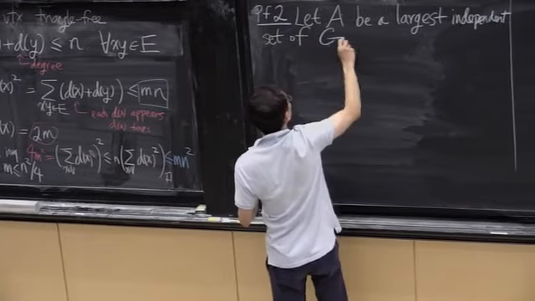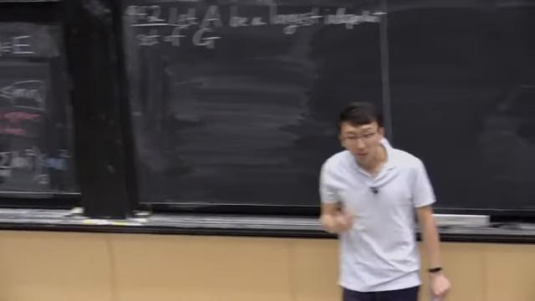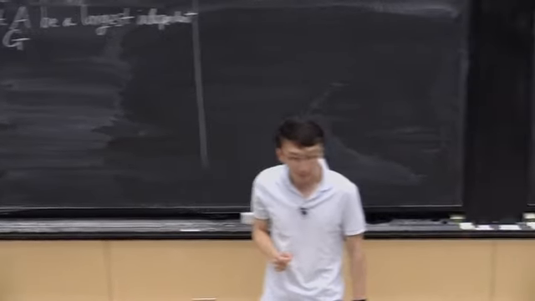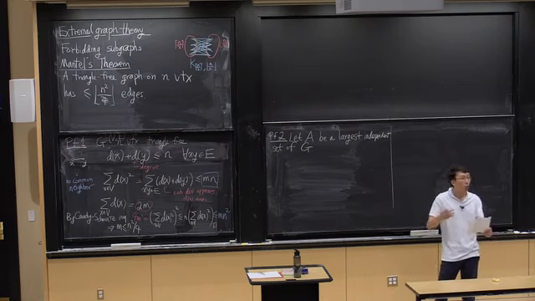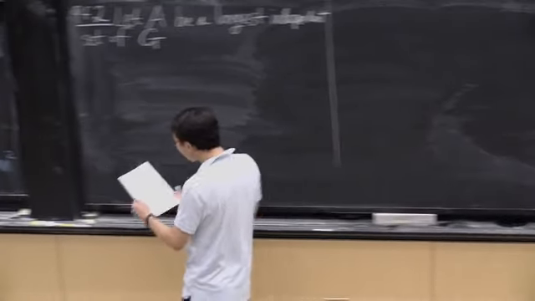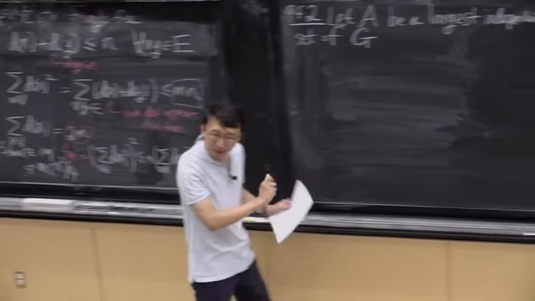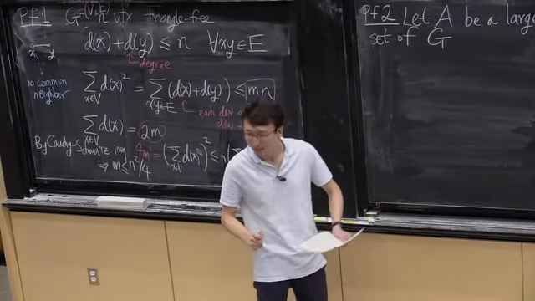Of G. Okay, so remember, an independent set is a subset of vertices with no edges inside. G may have many independent sets, all having the same maximum size. Take one of them. Right, so why should you do this step? Well, sometimes magic happens.